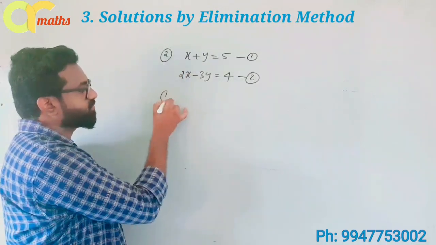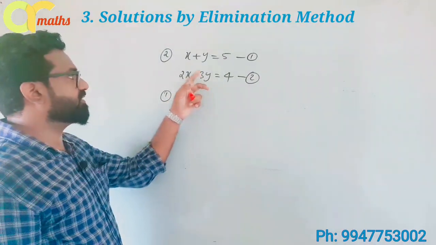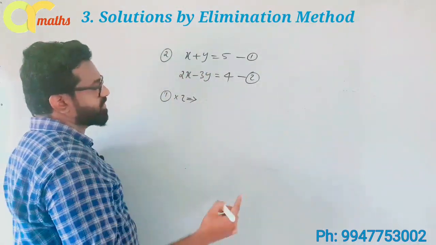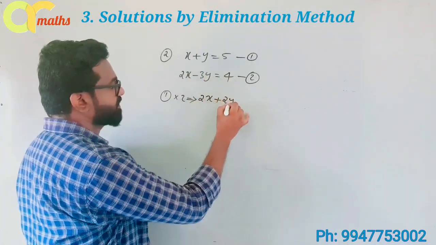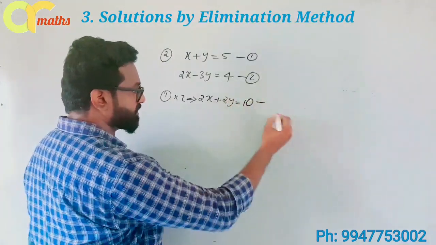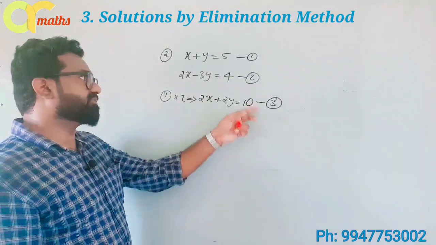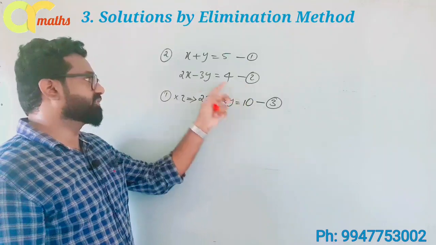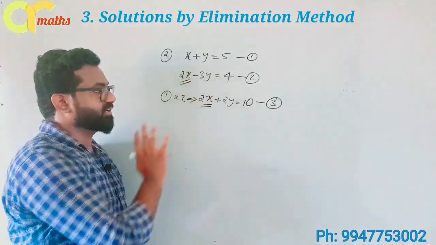So equation number 1 into 2, or otherwise here 3y, you can multiply here by 3. Okay. So equation number 1 into 2, that is 2 into x, 2x, plus 2 into y, 2y, equal to 2 into 5, that is 10. So you got another equation, equation 3, from the first equation. Then solve this second equation and third equation. Here 2x, here also 2x. So solve these two equations.